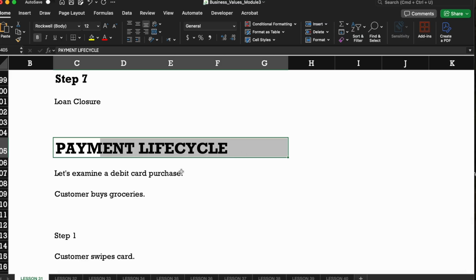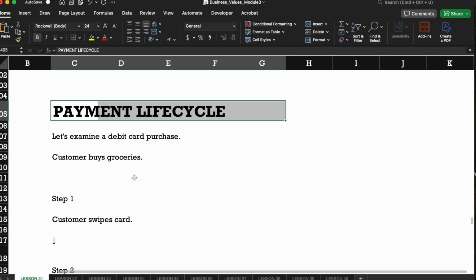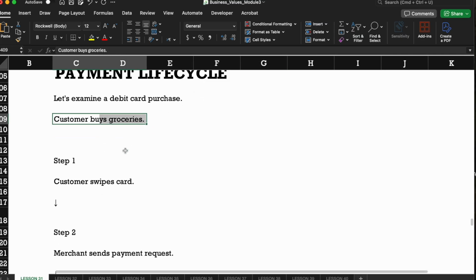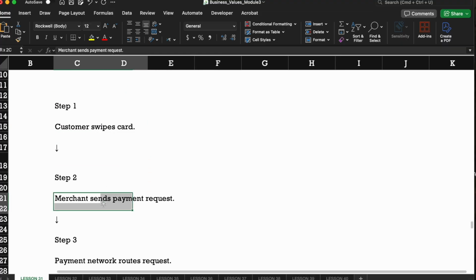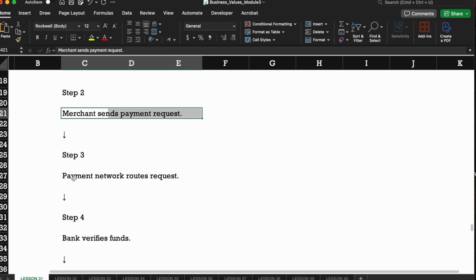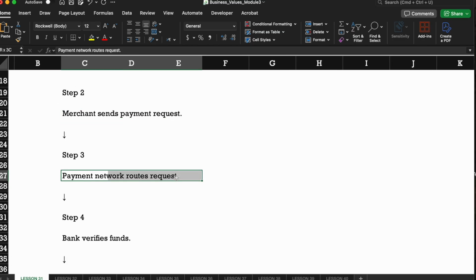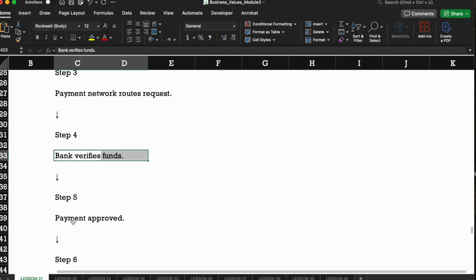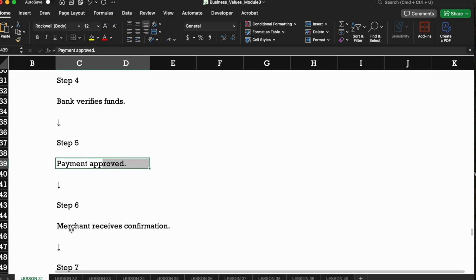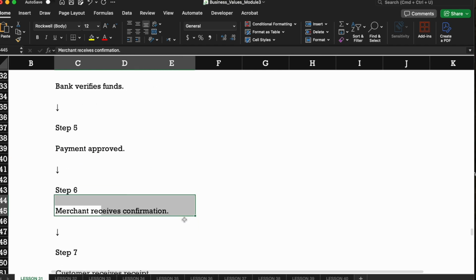Payment life cycle. Let's examine a debit card purchase. Customer buys groceries. Step number 1, customer swipes card. Step number 2, merchant sends payment request. Step number 3, payment network routes the request. Step number 4, bank verifies funds. Payment approved. Step number 6, merchant receives confirmation.